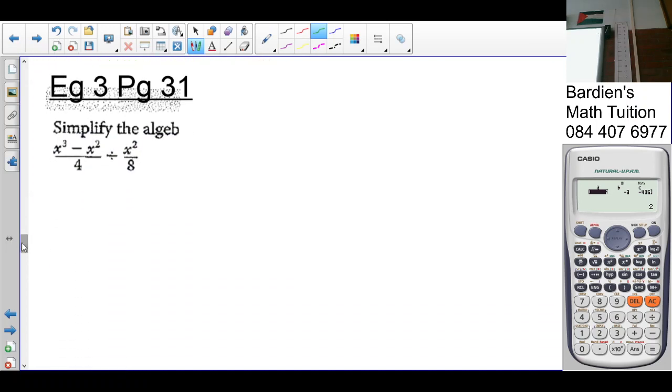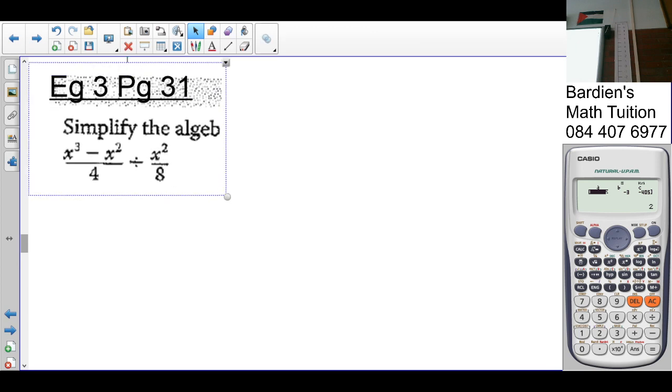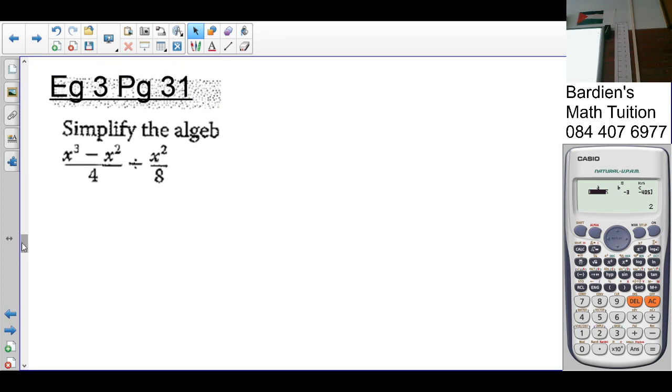Simplify the algebraic fraction. Again, assuming all denominators cannot be equal to 0. What can be done here now? It's a bit different. Yes, you're going to change this to multiplication, tumble n times. What else? Common factor of? X squared in the first fraction. Not so? You take out x squared as the common factor and then you take it from there.